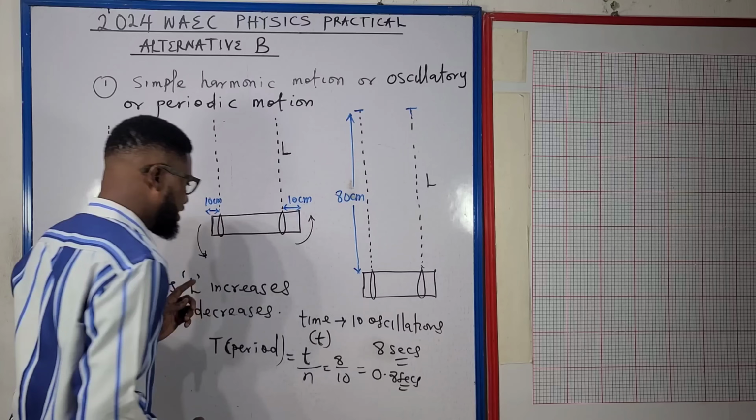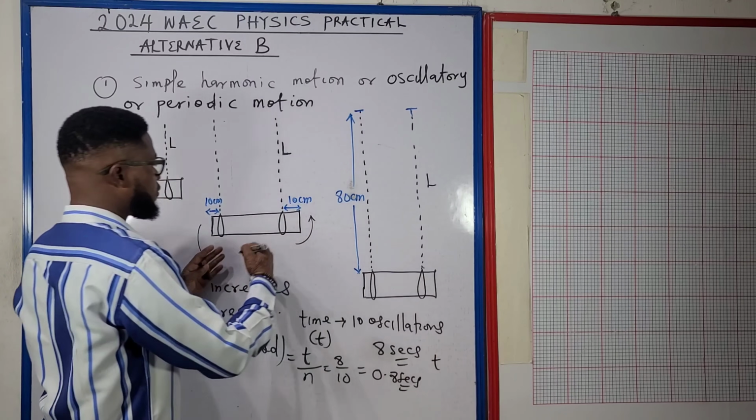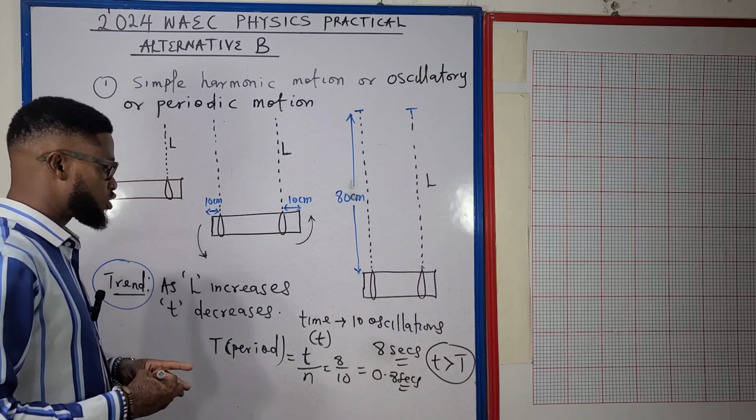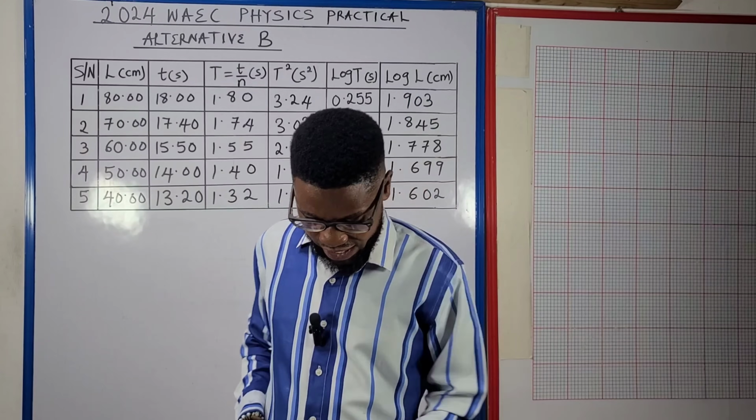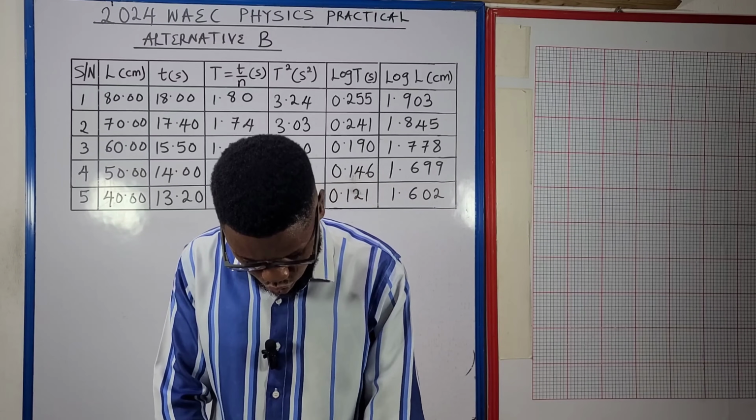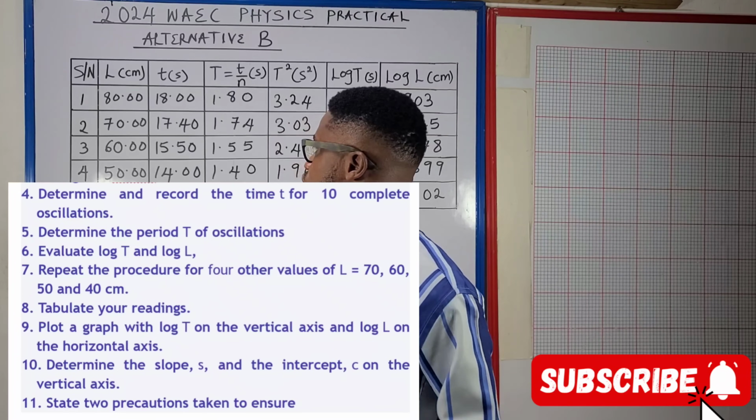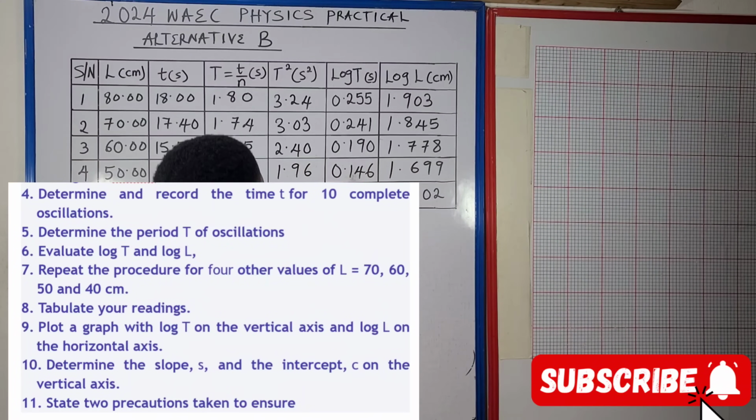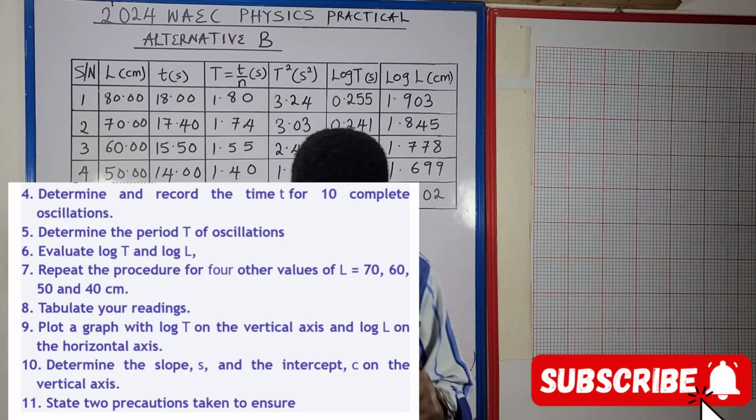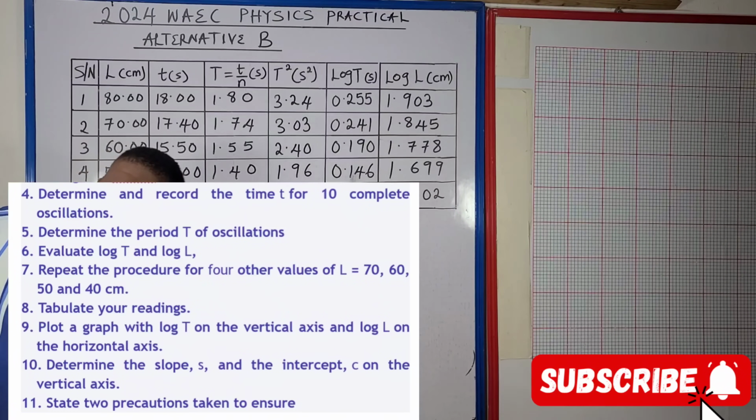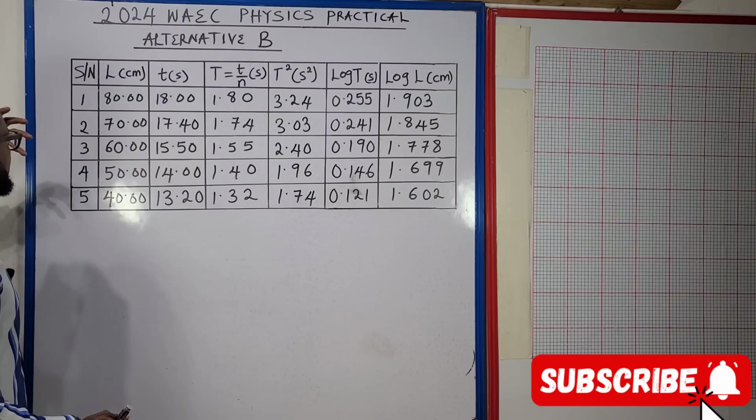So you see that the total time taken for 10 oscillations is usually greater than your period, which is the time it will take just for one oscillation. So looking at the question, if you look at instruction 8, we were told to tabulate our readings. Talking about the tabulation, we are looking at when the length is 80 centimeter, 70 centimeter, 60 centimeter, 50 centimeter, and 40 centimeter. So this is it. We're looking at about 5 repeated readings, so we say serial number 1, 2, 3, 4, 5.